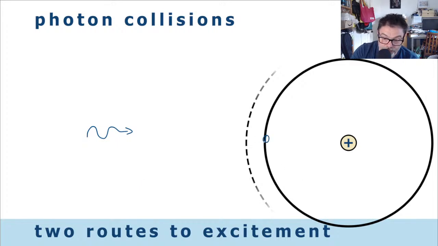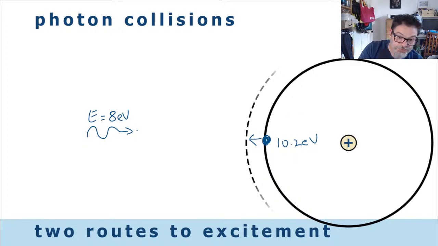So in comes a photon. We have our Johnny electron sitting here. We know that it needs 10.2 eV to get it to the next level. Let's say that this photon has 8 electron volts. Well, 8 is not the same as 10.2. Clearly, it's less, isn't it? So this photon is going to come along, it's going to wave hello and zoom on by. In other words, nothing's going to happen. Nothing.